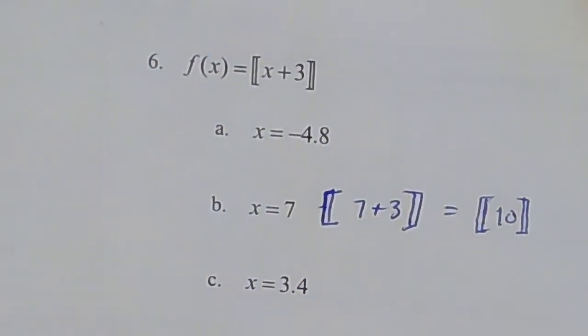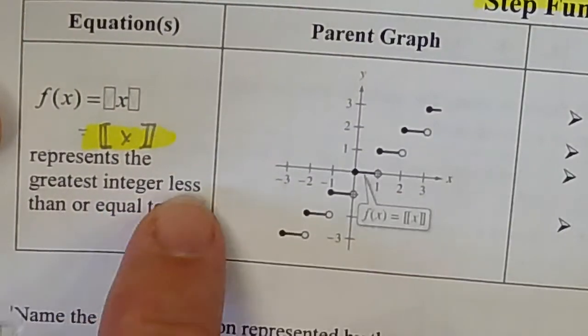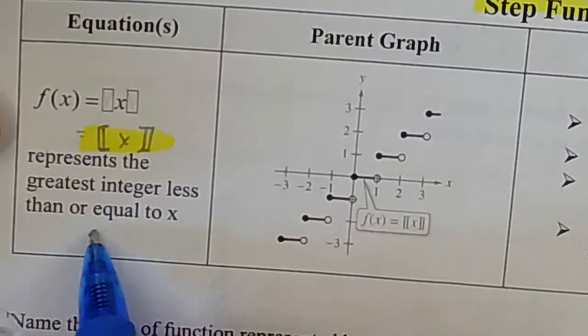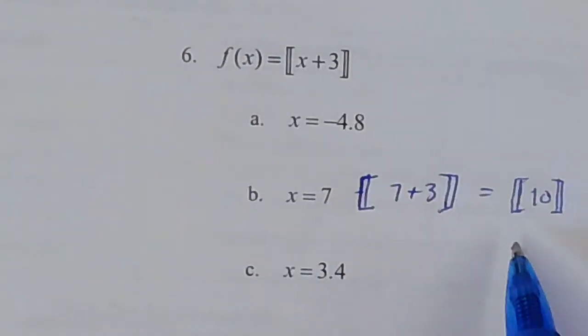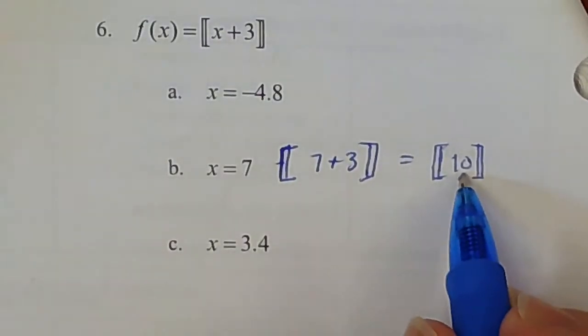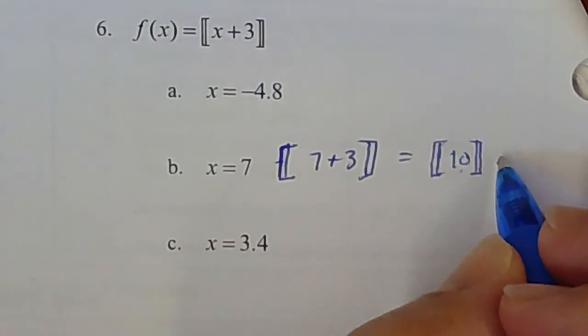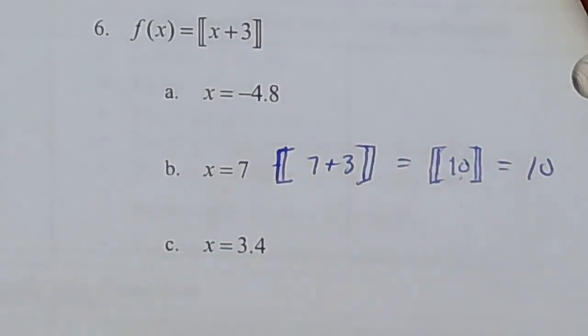Remember the definition says on the previous page, greatest integer less than or equal. So what's the greatest integer less than or equal to 10? It's going to be 10. Don't go down to 9, because the definition says less than or equal to. So 10. All right, I'm going to pause for a moment. You guys try the rest of those problems, 5A and B, 6A and C.